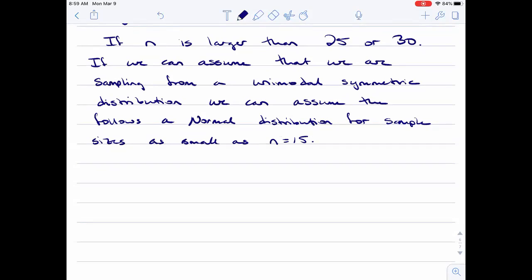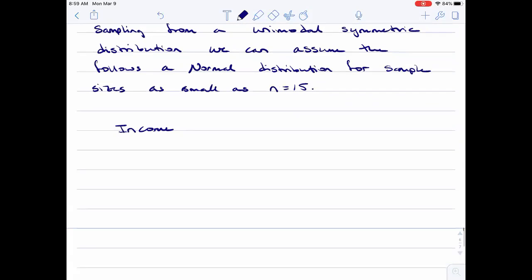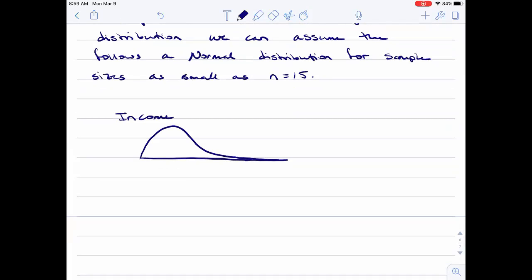For example, if we talk about income, this is kind of classically skewed in the right direction distribution. So if we're sampling from income, it looks a lot like this, right? Most people are down here, and then a few people are up in the higher end, right? So here we would need a larger sample to get our mean to follow a normal distribution, right?